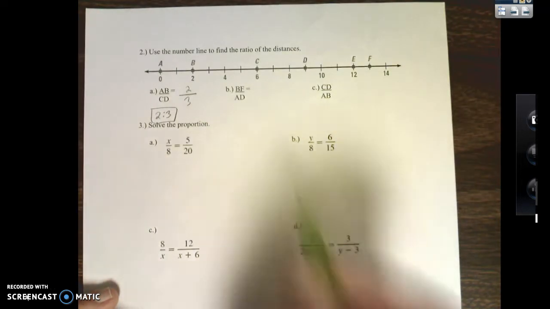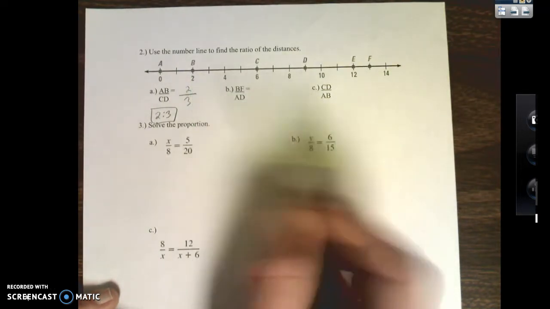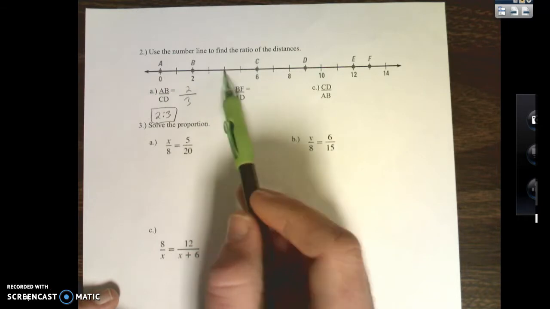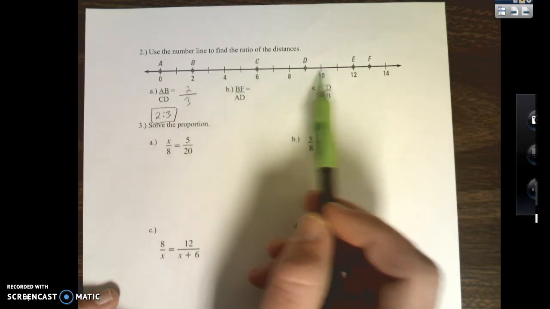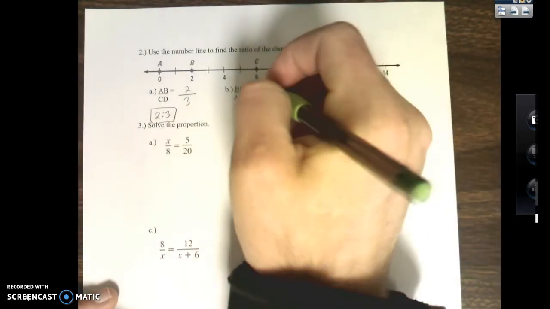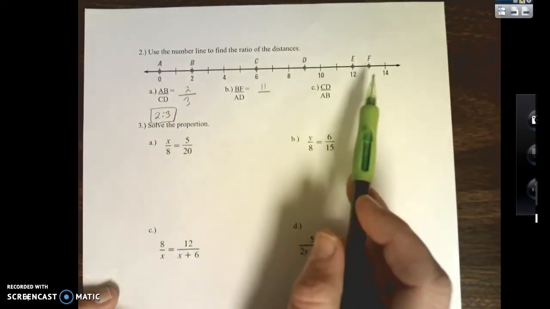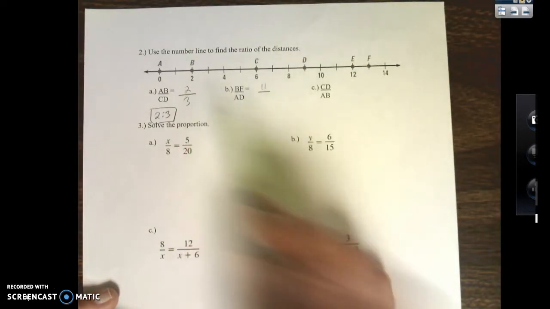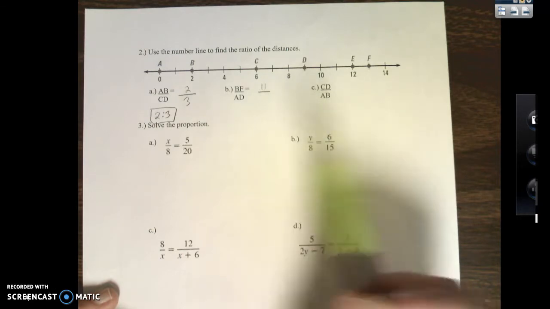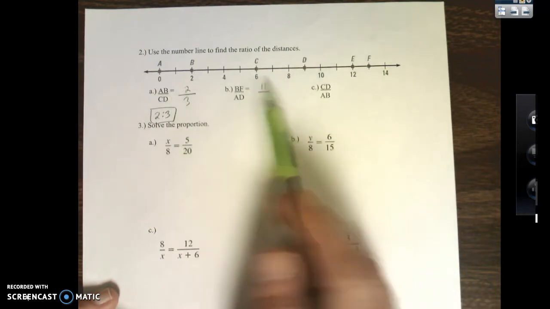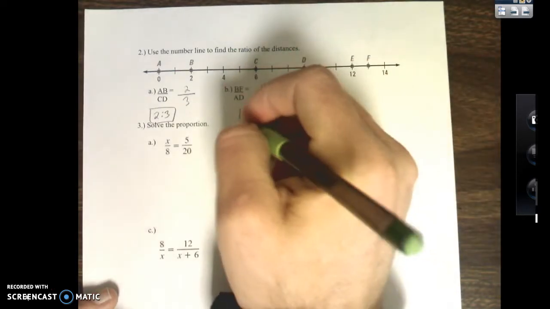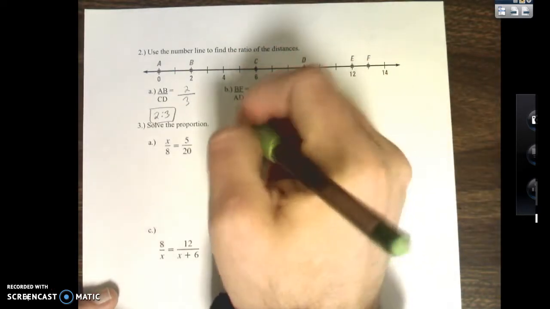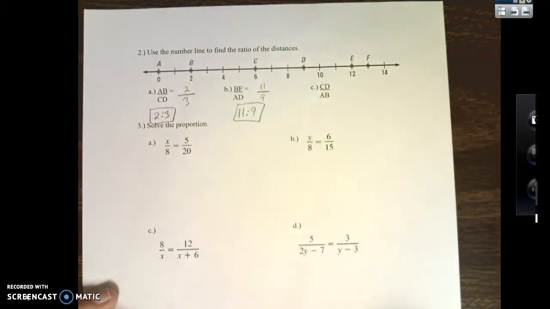Very good. Now, B to F, you're going to notice that this is a long way, and I could count 1, 2, 3, 4, 5, 6, 7, 8, 9, 10, 11. But Mr. Howard, isn't there an easier way to do that? Sure. F is 13, B is 2. What is 13 minus 2? 11. Okay. Same thing here from A to D. I can do 9 minus 0. 9. 11 to 9 ratio. Okay.